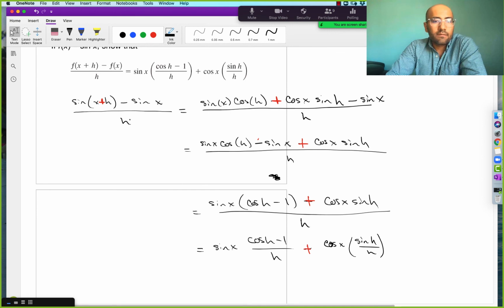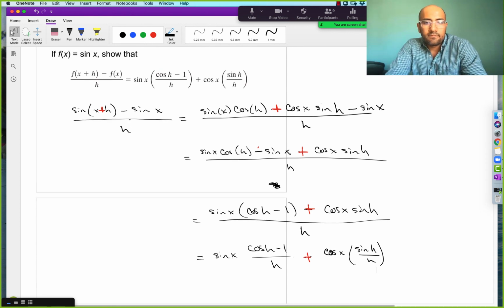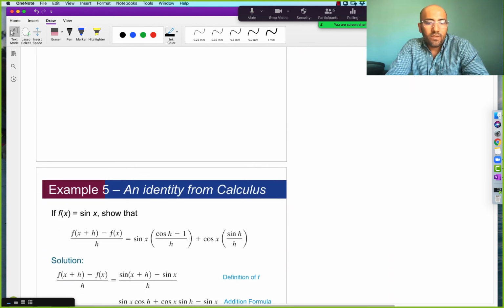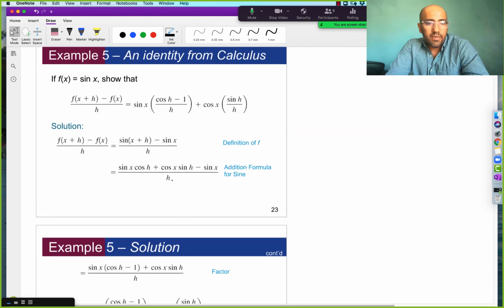There's the whole thing. Any questions at all? No? No questions? Okay, which is exactly the same thing the author did, except without any mistakes.